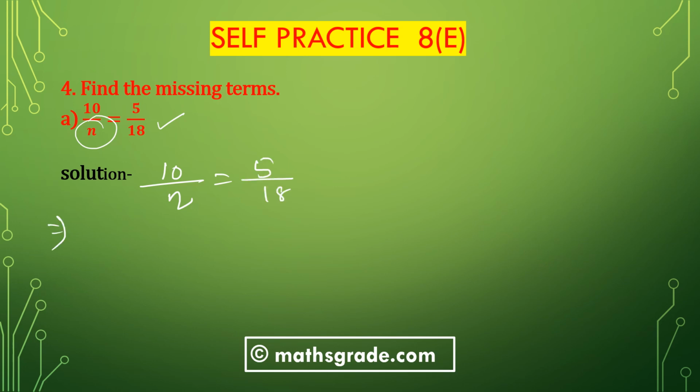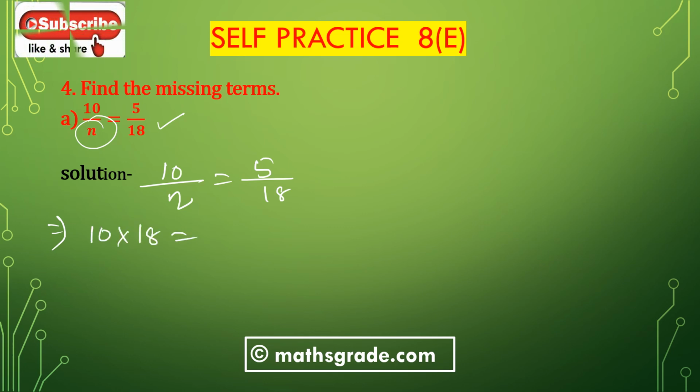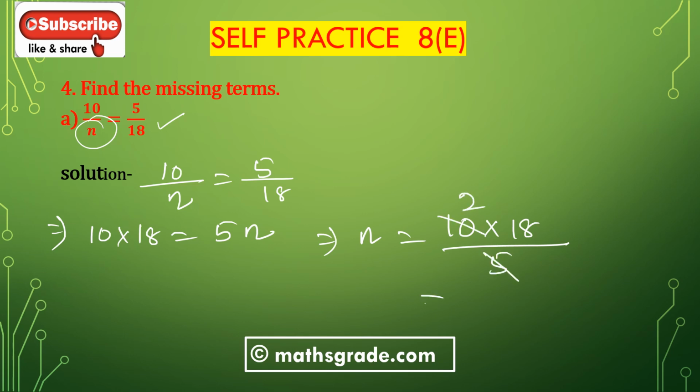Crisscross multiplication, we get 10 multiplied by 18 is equal to 5 multiplied by n. And n is equal to 10 multiplied by 18 divided by 5. Cancelling 5 and 10, we get 5 twos are 10. That is 2 multiplied by 18 is 36. And value of n is 36.